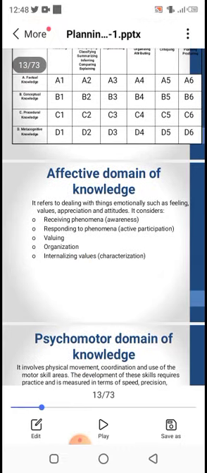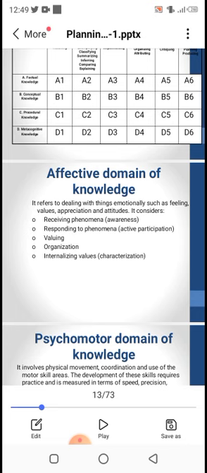And let's continue with the affective domain. The affective domain deals with things emotionally, such as feelings, values, appreciation, and attitudes. It considers receiving phenomena or awareness, responding to phenomena, valuing, organization, and internalizing values or characterization. This is what we call the affective domain.